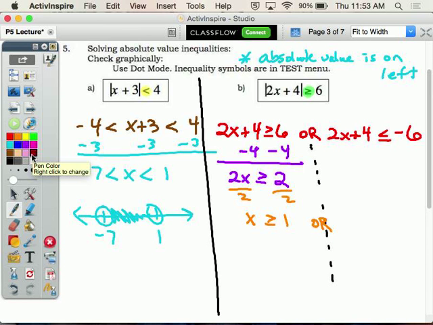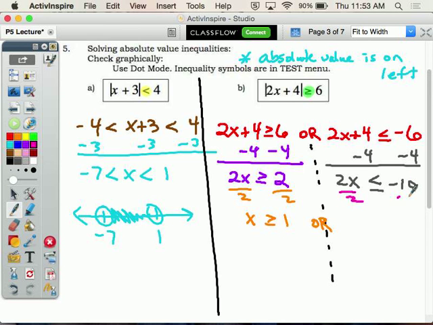In the next part, I'm going to subtract 4 off. Again, I get 2x. This time it's less than or equal to, and a -10. Divide both sides by 2. And the second part of my inequality is x less than or equal to -5. The reason you have to do it this way is because when you do your number line, here's what ends up happening. So we have the old school way of answering the inequality. It's x is greater than or equal to 1, or x is less than or equal to -5.